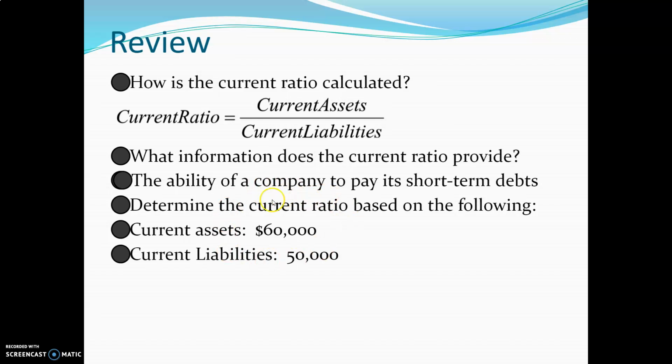So if we want to look down here, we've got our current assets, which are 60,000, current liabilities are 50,000, and if we want to calculate our current ratio, it's going to be 60 divided by 50, which is 1.2.